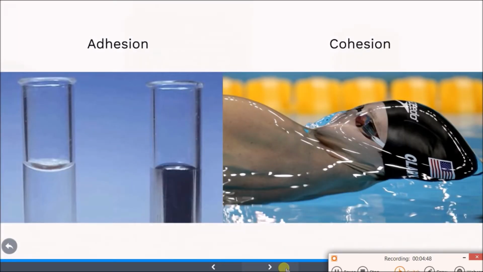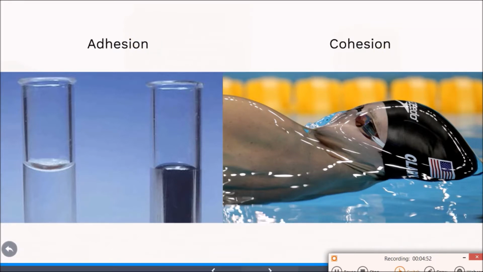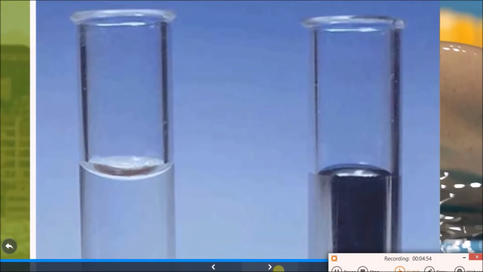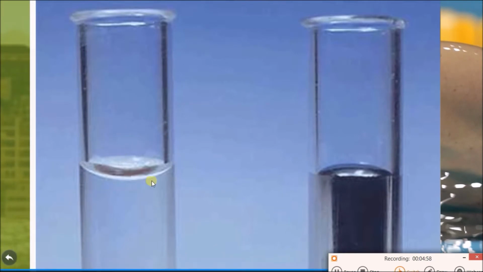Here's a good example of how adhesion and cohesion are at work. So here, this is an example of adhesion. This is two different substances. This one is water, and the second substance over here is actually mercury. They're both in a test tube. Now, mercury has a stronger pull to itself than it does to anything around it. And here, the water has a weak pull to itself, but it also has a weak pull to the glass.